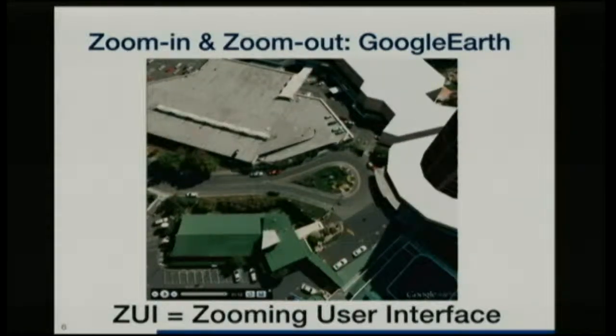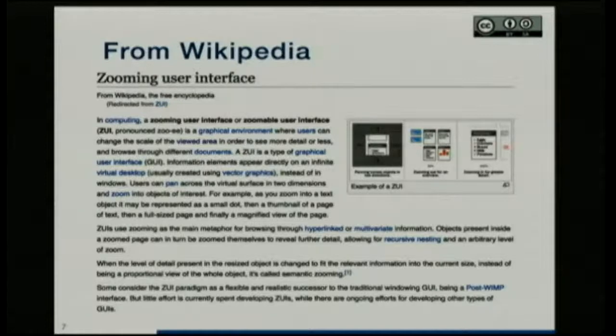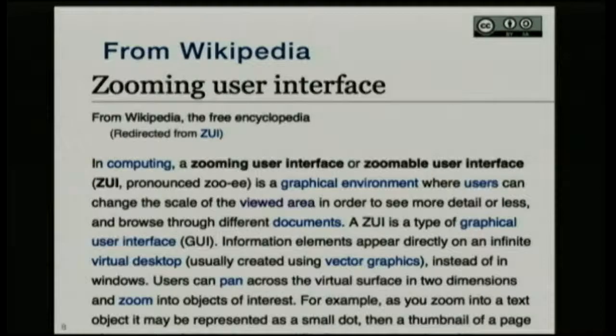So an important thing is that Google Earth provides very good visualization to move from Japan to Hobart with zooming in and zooming out. This is the so-called Zooming User Interface, called ZUI. My students and I, everybody likes Wikipedia. I copied and pasted the contents about Zooming User Interface. So zoom in here. With Wikipedia, in computing, zooming user interface or zoomable user interface, the UI pronounced ZUI. I don't like ZUI, so I call it ZUI. It's a graphical environment, blah, blah, blah. This is a very good description in Wikipedia.